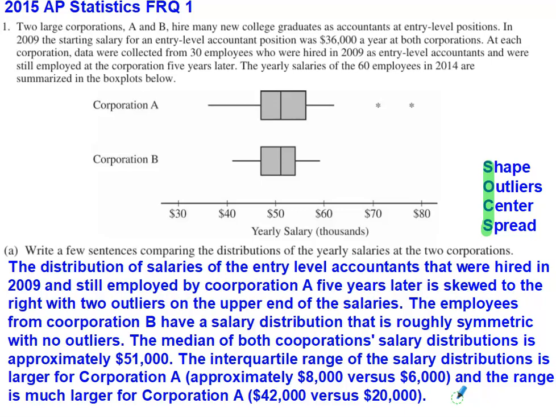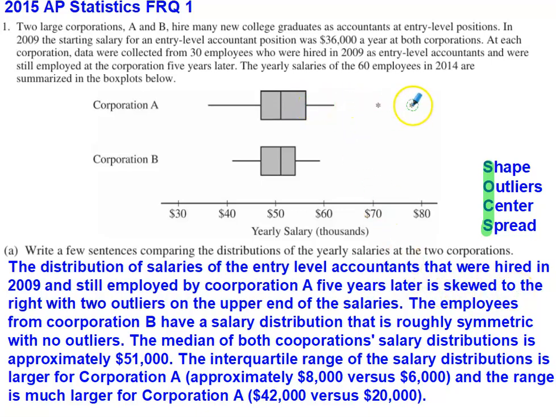Make sure you're using units. Make sure you're talking about things in context. These are the little details on AP Stats FRQs that can kind of make or break your response. So I'm trying to be very deliberate by including context and units here. So I'm talking about shape initially. So the distribution of salaries for these accountants at Corporation A 5 years later is skewed to the right, right?